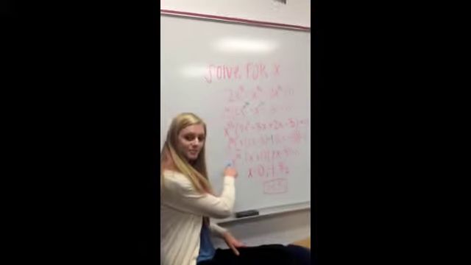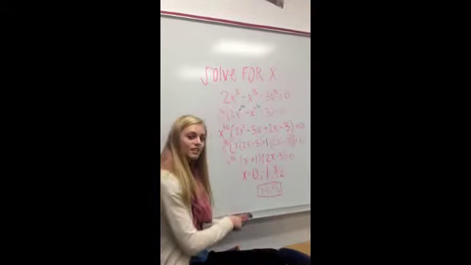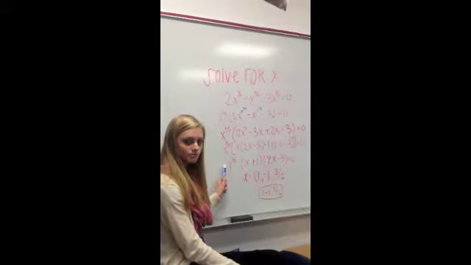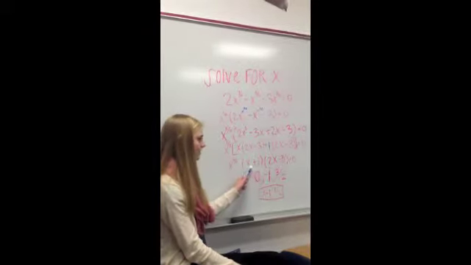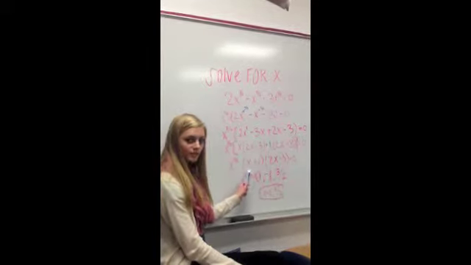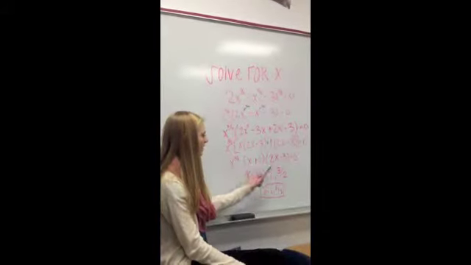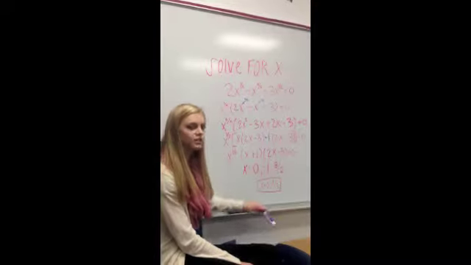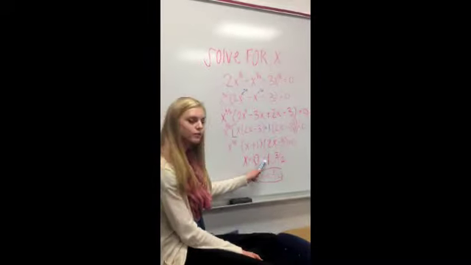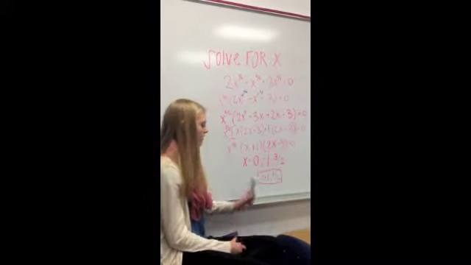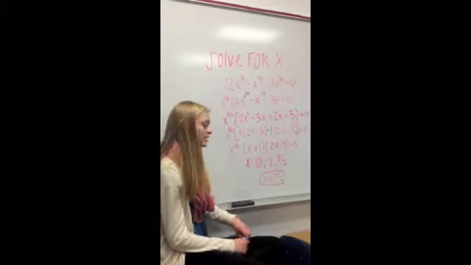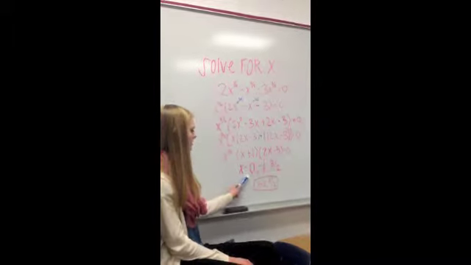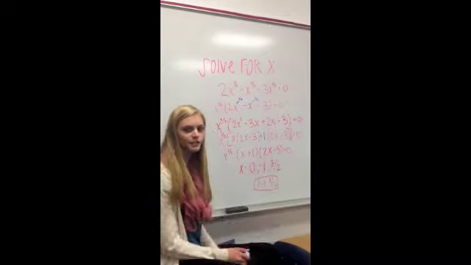This cannot be 0. So in order for it to be 0, this x is 0. In order for this part to be 0, x is negative 1. In order for this part to be 0, x would be 3 over 2. But negative 1 is not a solution. Would you say it's an extraneous solution? It is an extraneous solution. Therefore, x equals 0 and 3 over 2.